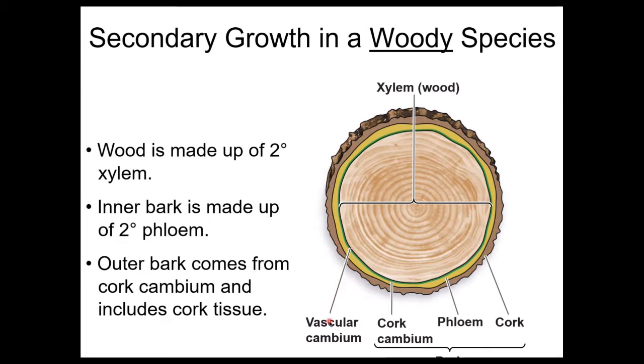It's kind of like a racetrack. You have to run further on the outside. It says here, the outer bark comes from the cork cambium and includes cork tissue, whereas the inner bark is a secondary phloem.